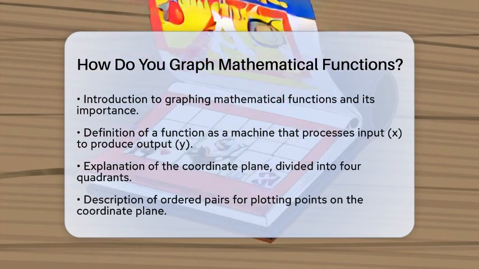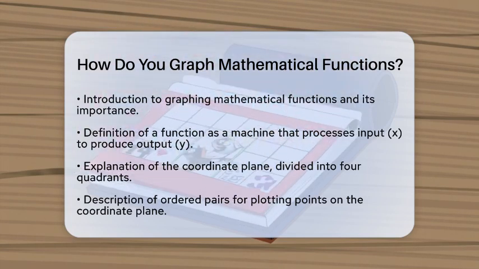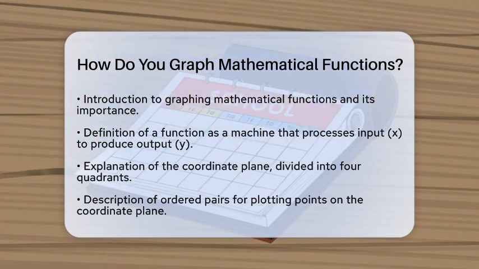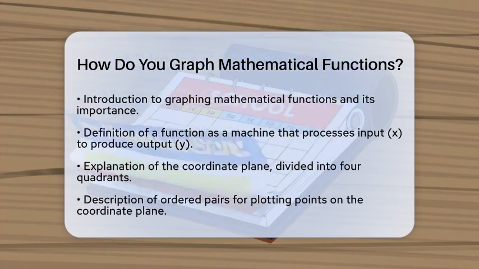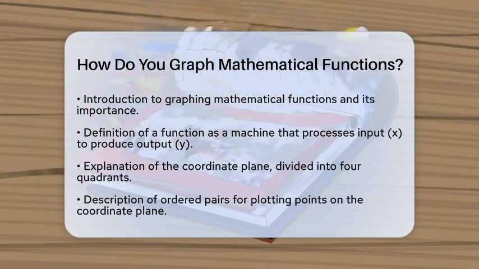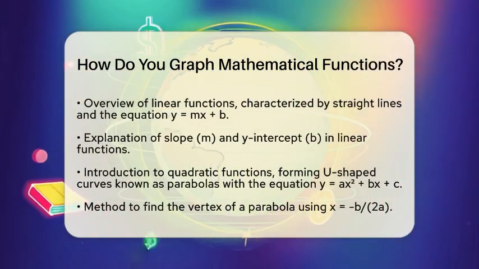Next, we need to know about the coordinate plane. This is where the magic happens. The coordinate plane is split into four sections called quadrants. Each point on this plane is shown using ordered pairs, where the first number is the x-coordinate and the second number is the y-coordinate. Now let's look at different types of functions.